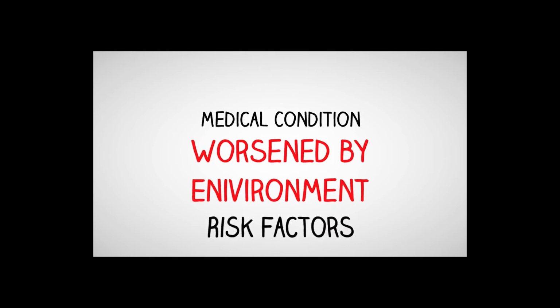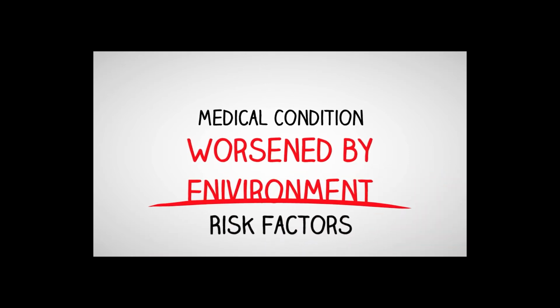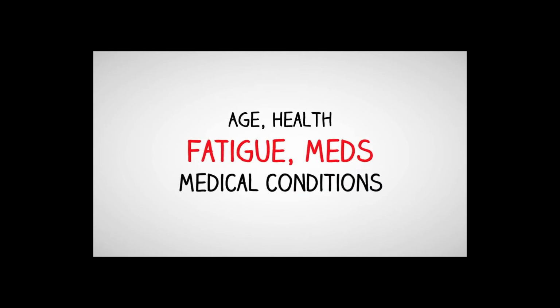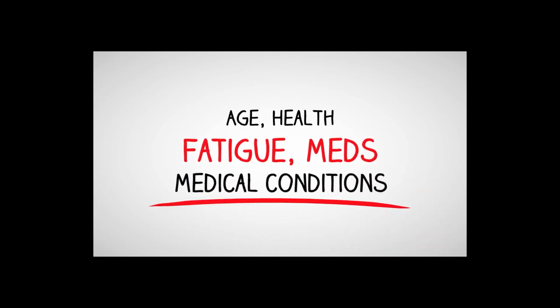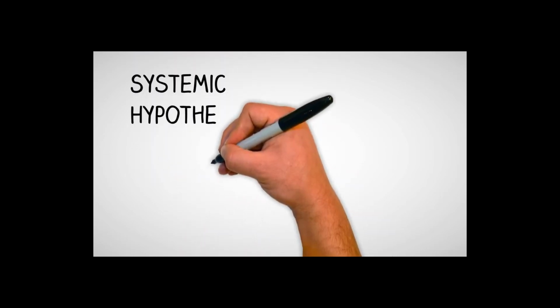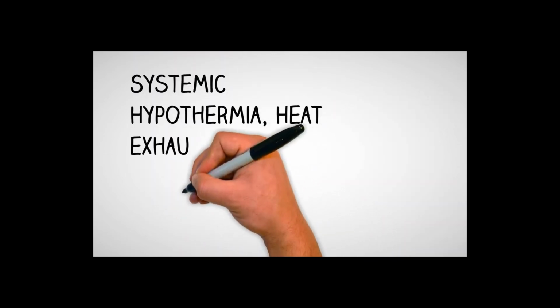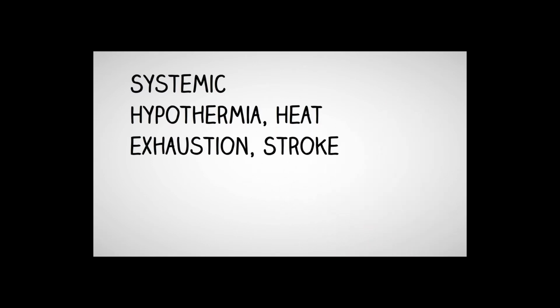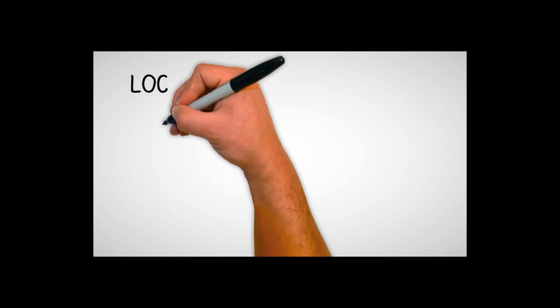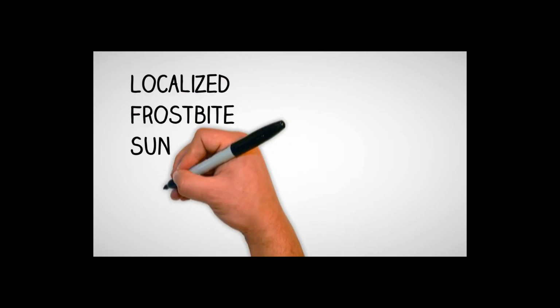So when we talk about environmental emergencies, what these are is medical conditions caused by the environment, your surroundings. Things like age, health, fatigue, and existing medical conditions like diabetes all play a part. Your systemic problems, things like hypothermia, heat exhaustion, or heat stroke, are things you're going to see out there in the field. And you're going to see localized issues, things like frostbite or sunburn, right?